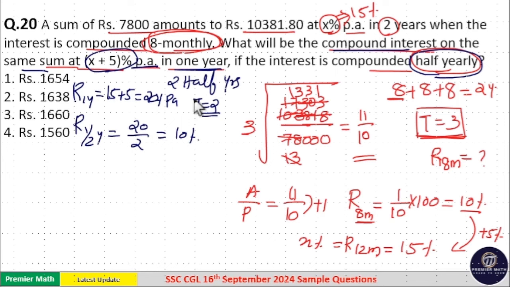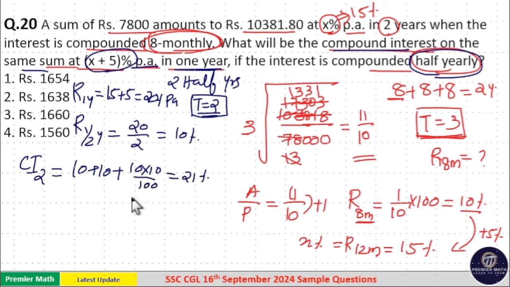Now 10% for 2 terms, compound interest for 2 terms is equal to 10 plus 10 plus 10 into 10 divided by 100, which is 21%. Now calculate 21% of sum 7,800, principal 7,800. Percentage and 00 cancel, 8 into 1 is 8. 7 plus 16 is 23, remaining 2, 7 into 2 plus 2 is 16. So, option 2 is your answer.